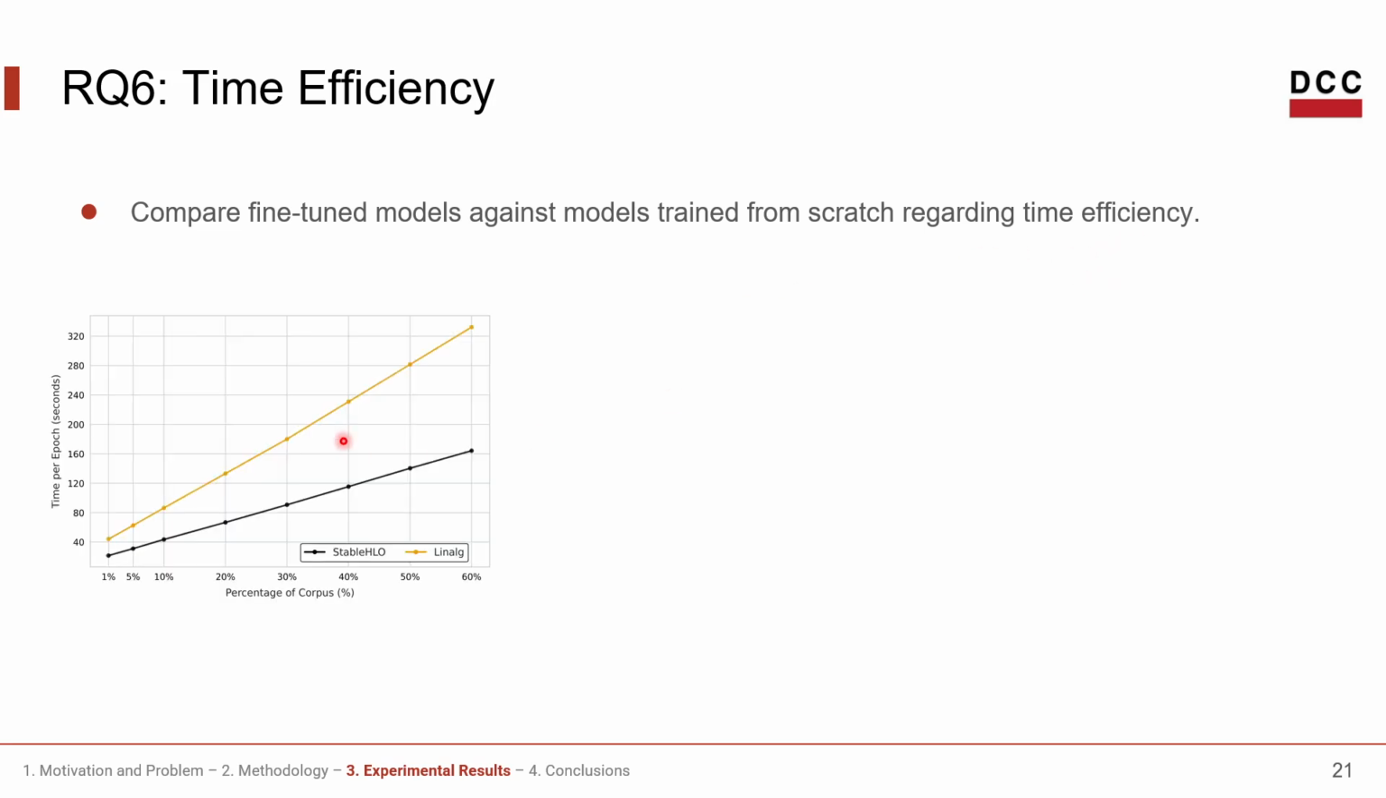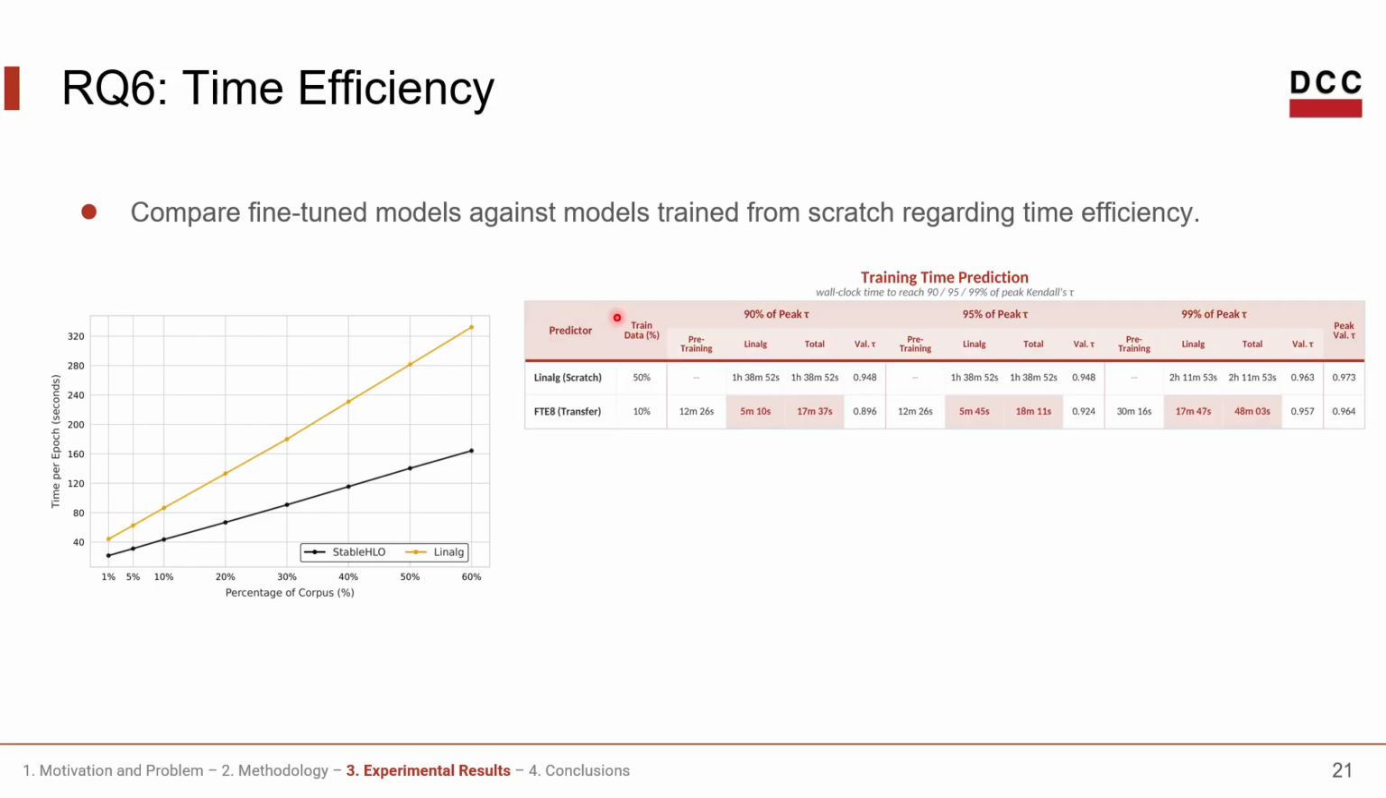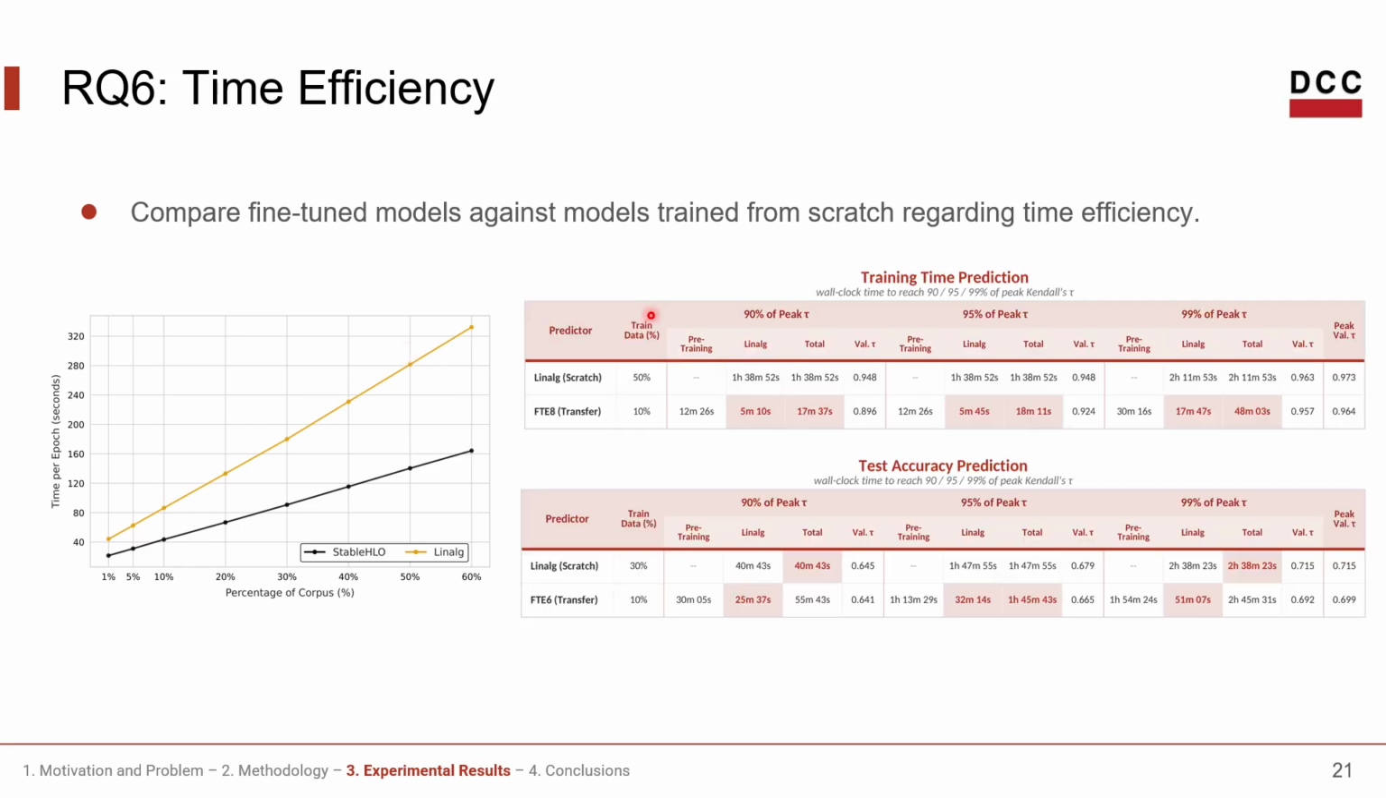Before that, though, I have a comparison here that shows the time per epoch when you train over StableHLO in black compared to Linalg in orange, using the same amount of data. And the conclusion is basically that training over StableHLO is cheaper than training over Linalg.